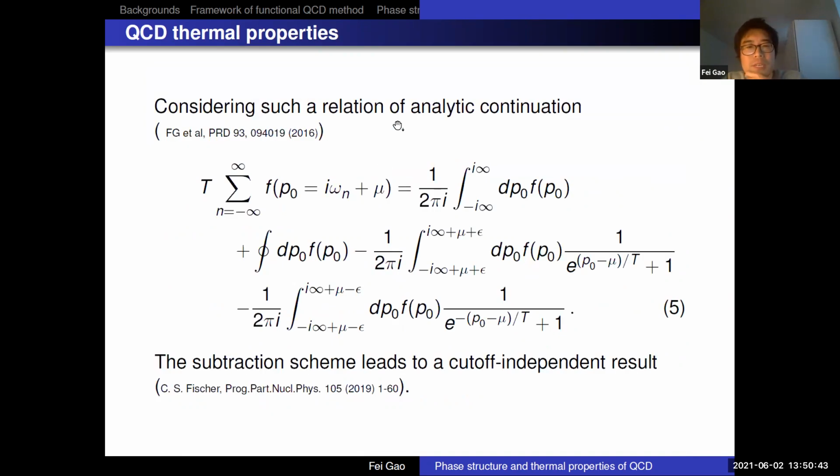So we propose a subtraction scheme based on this analytic continuation relation. Here is what we have numerically. We interpolate the data in its integral form, and then subtract this term. The other terms are then finite, and they give the thermal properties as we need. And other DSE groups also confirm that this scheme leads to cut-off independent results. So the divergence has been subtracted.